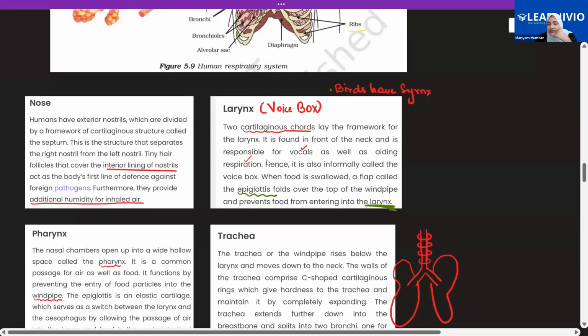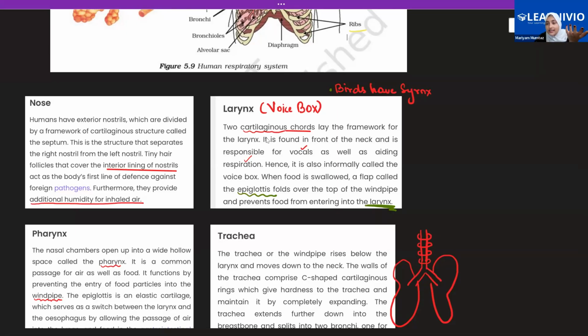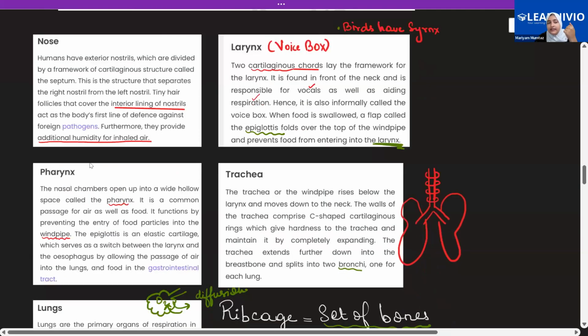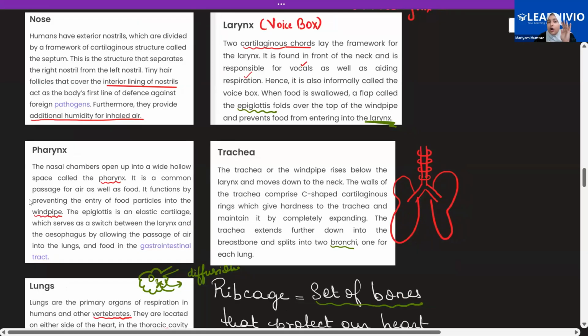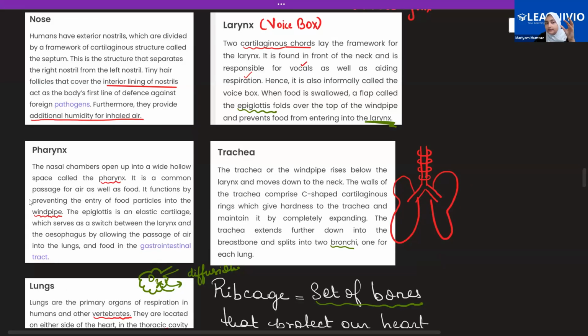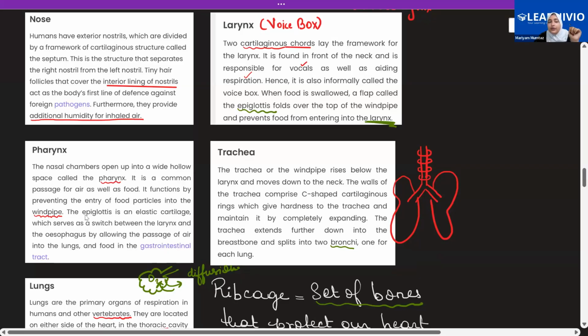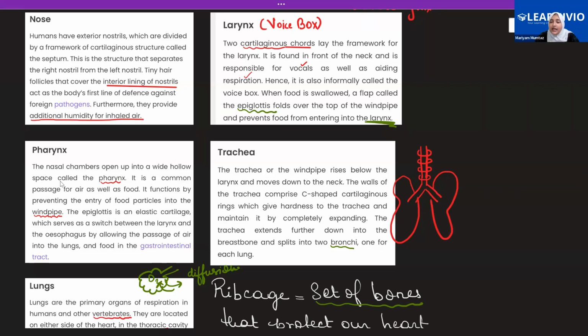After that, there comes the larynx, which is the voice box. It is responsible for the production of sound. You can also call it the sound box. Then the pharynx, which is the common passage for both food and air. Through this, the air will go into the trachea, which is called the windpipe. It is the main windpipe that leads towards the lungs in our body.